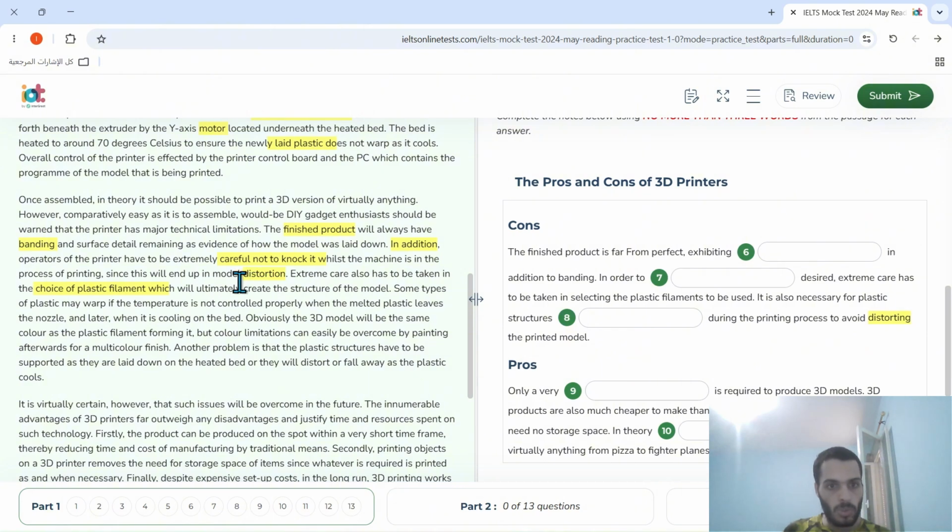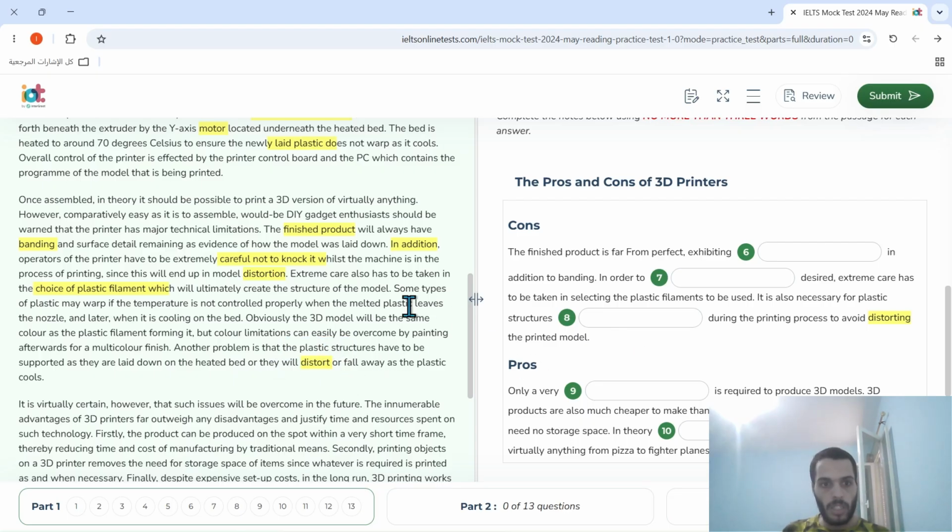So in order to create the structure of the model desired, sometimes when temperature is not controlled, you have to clear the nozzle. It may be the same color as the plastic filament, but color limitation can easily be overcome by painting. Another problem is the plastic structures have to be supported when laid on the heated bed.